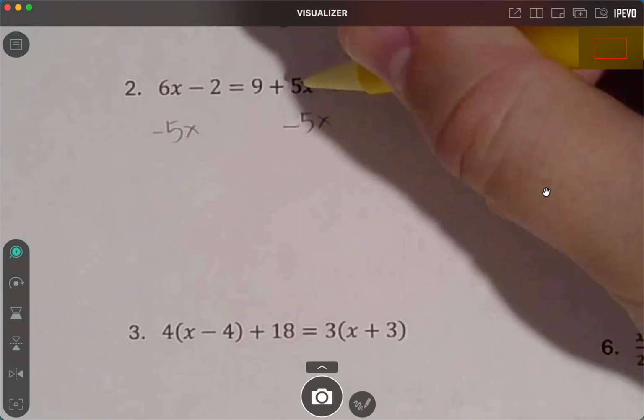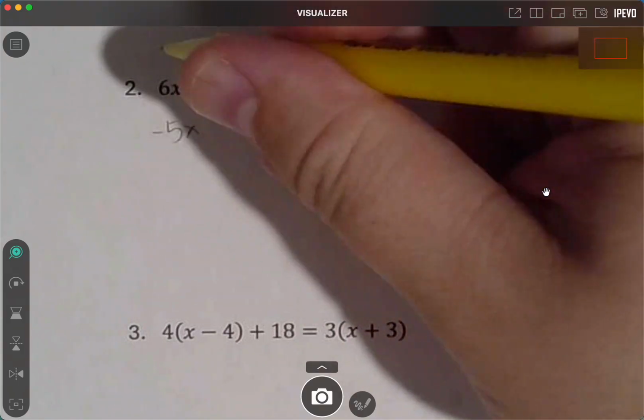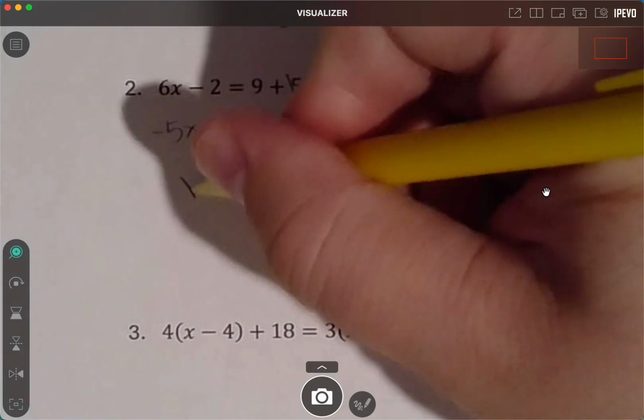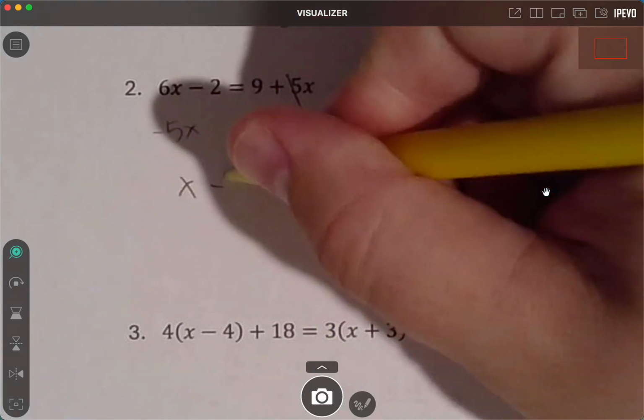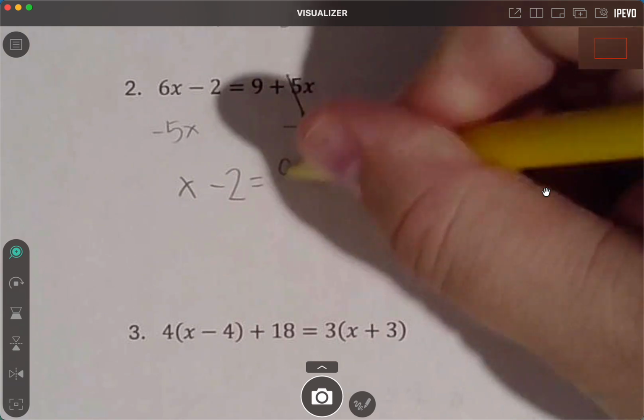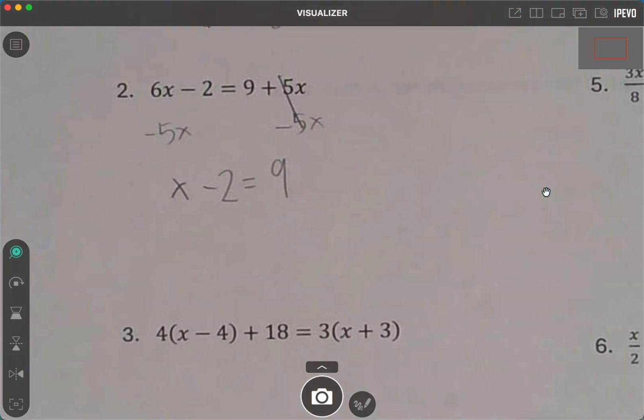Whatever you do to the left, do to the right. Cancels here, and 6x minus 5x is a single x, 1x. Wouldn't it be nice if we all just had 1x? That's your bad joke for the day.